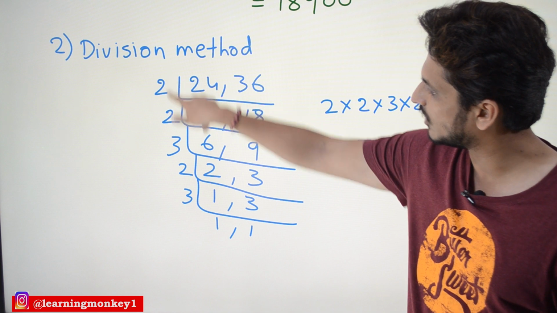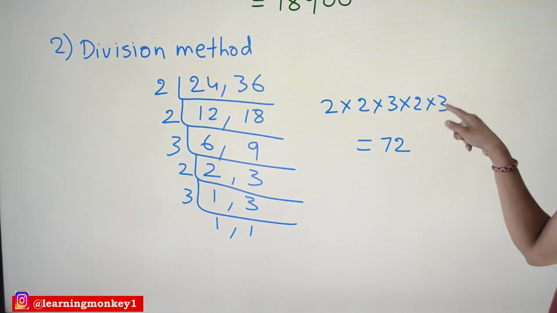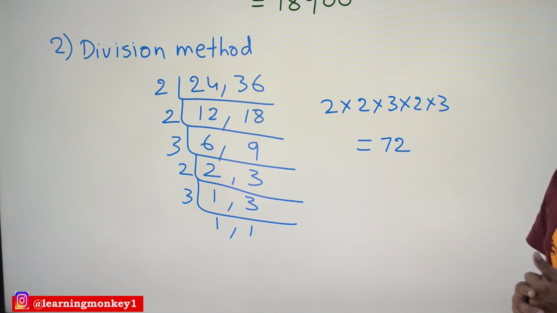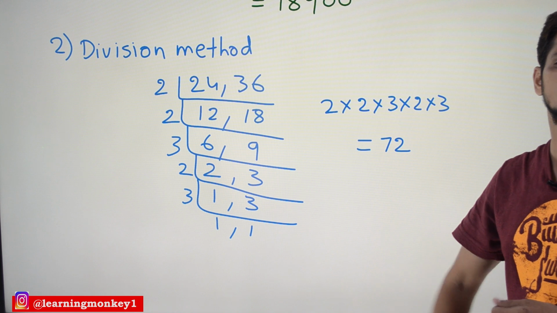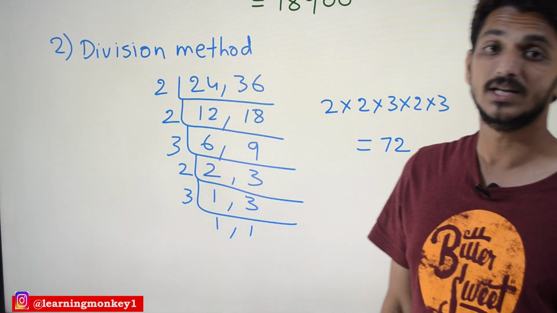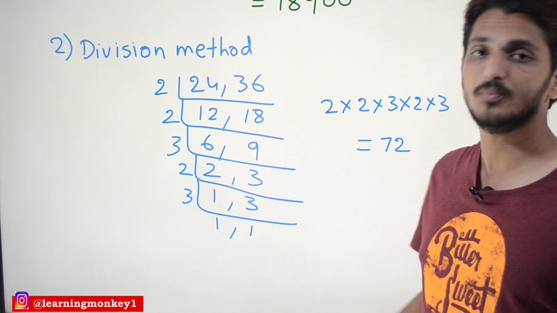Then the product of all these is 2 multiplied by 2 multiplied by 3 multiplied by 2 multiplied by 3, which is 72. This is the LCM for these numbers. This is how we use the division method to identify the LCM for the given numbers. Hope you understand the concept.